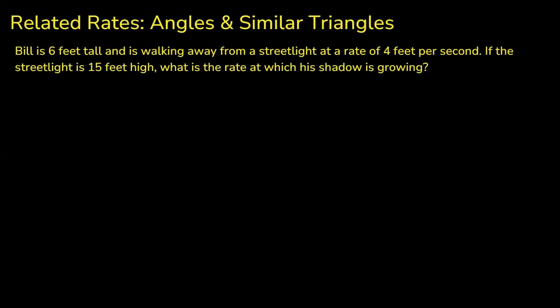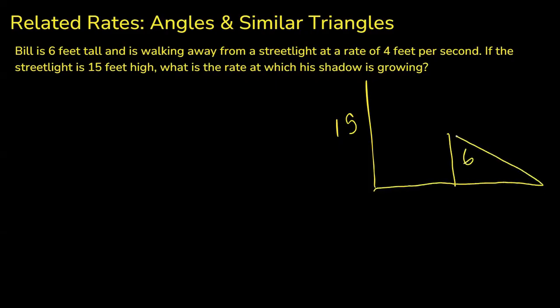All right, last one here. Bill is 6 feet tall and is walking away from his street light at a rate of 4 feet per second. If the street light is 15 feet high, at what rate is his shadow growing? So let's set up a picture here. Here is the street light. It's 15 feet tall. Here is Bill. He's 6 feet tall. This would make a right triangle, and this is his shadow right here. We'll call that distance x, and this distance here, y, is the distance that he is from the street light.